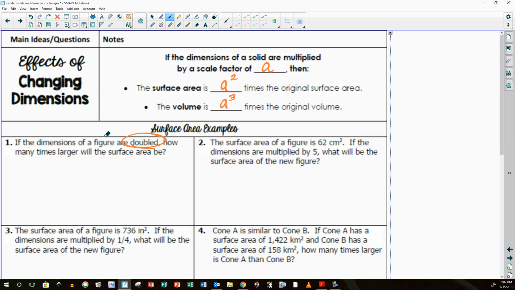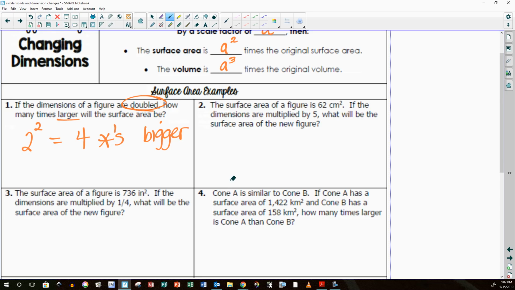So it says the dimensions of a figure. If it's a cylinder, I'm going to double the radius and I'm going to double the height. So if I double the radius and double the height, that means I have to square it. So that means the new one will be 4 times bigger, because it says how many times larger will it be. So we're looking at a surface area example. So we're talking about squaring something.